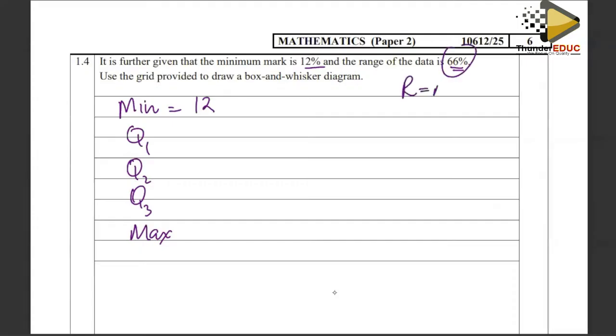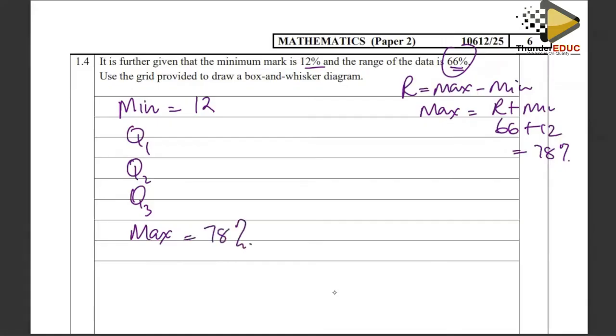So we know range is maximum minus minimum, meaning that for us to get the maximum, we get our range plus the minimum. So we're saying 12 plus 66. The range is 66 plus 12, which gives us 78%. So the maximum is 78%. Then we need to go get the Q1.